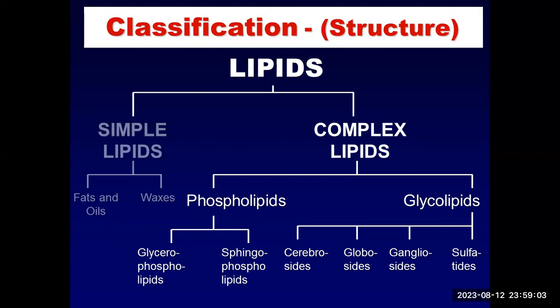Now, phospholipids are divided into two groups on the basis of the type of alcohol that they contain. That is glycerophospholipid having glycerol as the alcohol, and a sphingophospholipid containing sphingosine as an alcohol, which is an 18-carbon unsaturated amino dihydroxy alcohol. Glycolipids are the ones which are also sphingolipids containing different types of sugars.